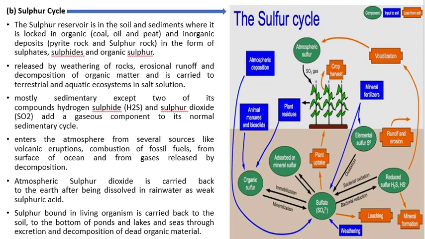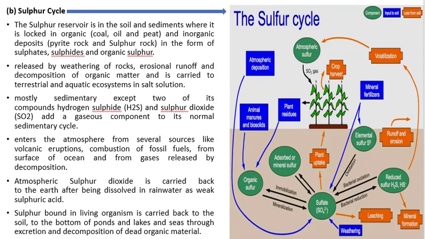The next sedimentary cycle is the sulfur cycle. The sulfur reservoir is in the soil and sediments where it is locked in organic and inorganic deposits in the form of sulfates, sulfides, and organic sulfur. Sulfur is released by weathering of rocks, erosional runoff, and decomposition of organic matter and is carried to terrestrial and aquatic ecosystems in salt solution.